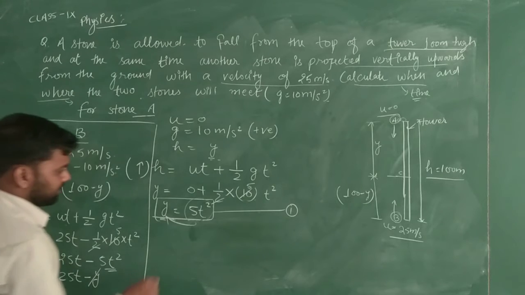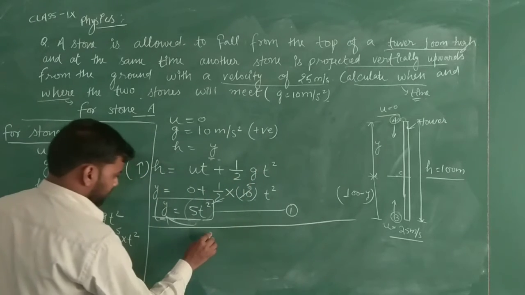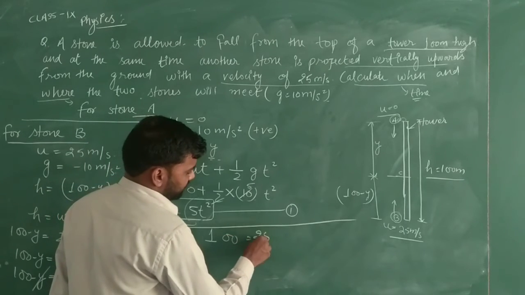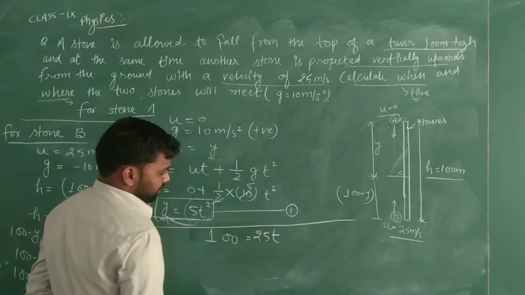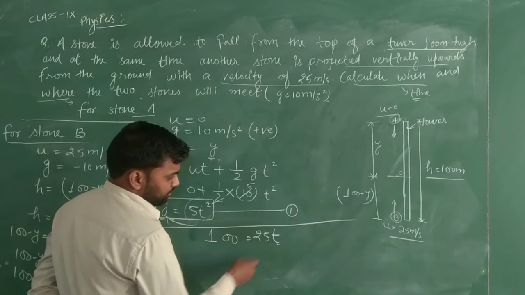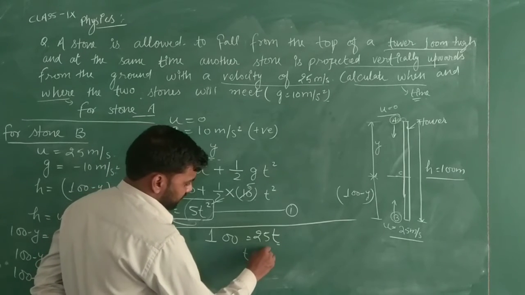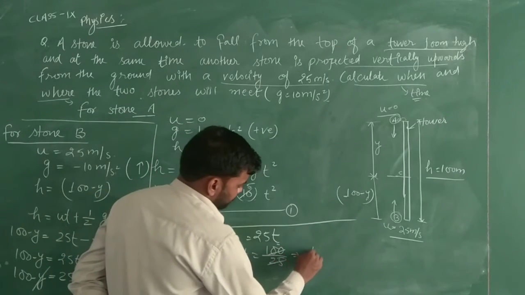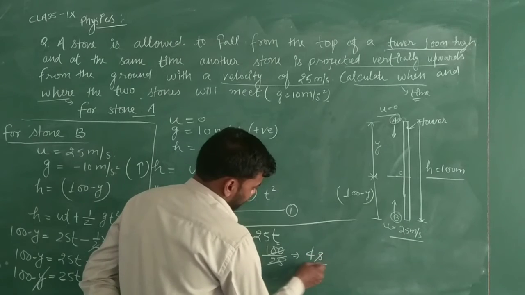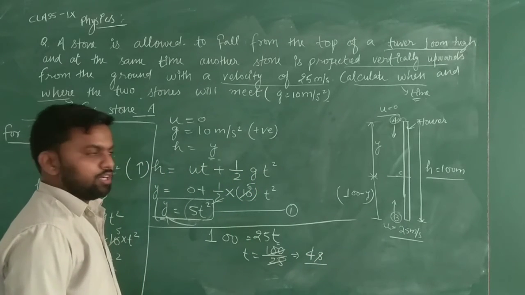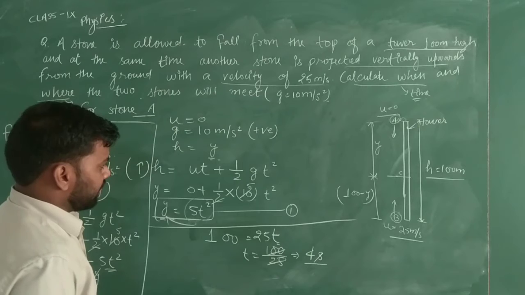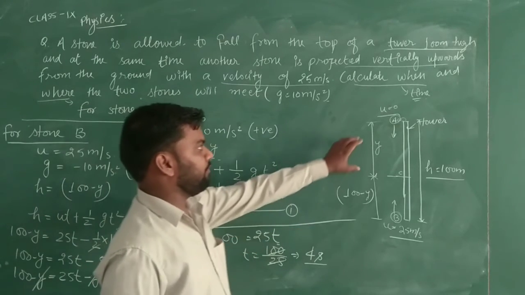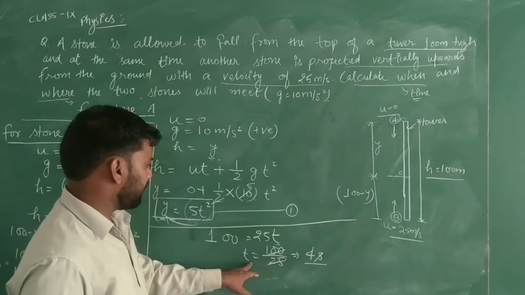So we can write here that 100 equal to 25t. Okay, so we can find out the value of t from here. t will be 100 upon 25. It will be equal to 4 seconds, after which both the objects will meet at point C.